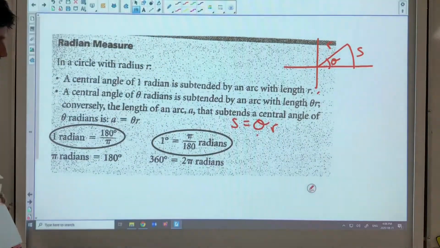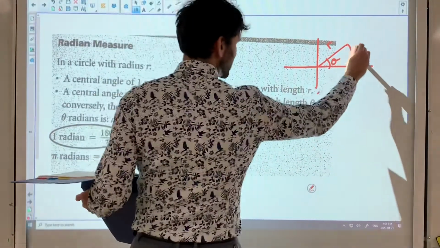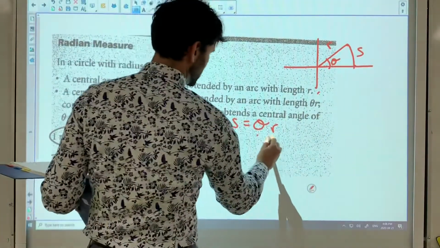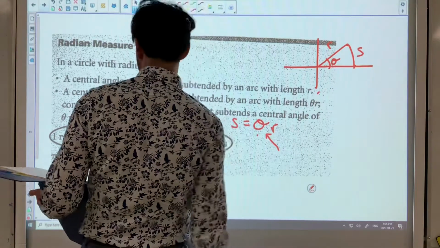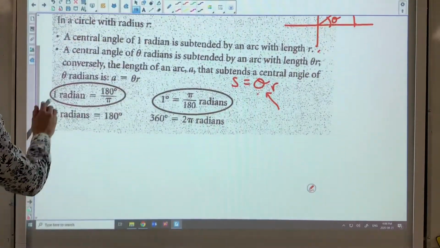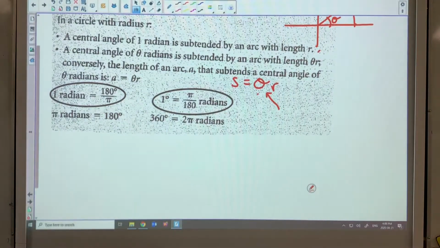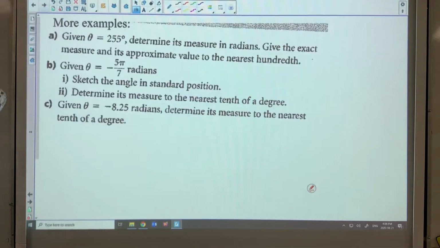It comes up on the exam, so you can figure out the length of an arc by using that formula. Of course, this does need to be in radians. And here you have it: 1 radian is that many degrees, and 1 degree is that many radians. Perfect, everything nicely summarized.